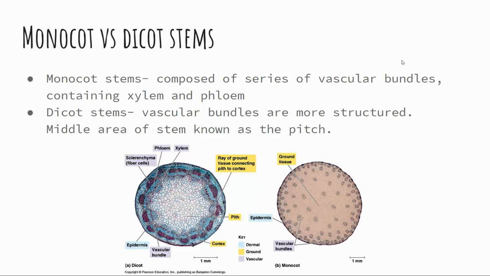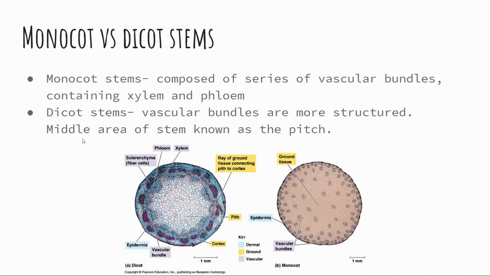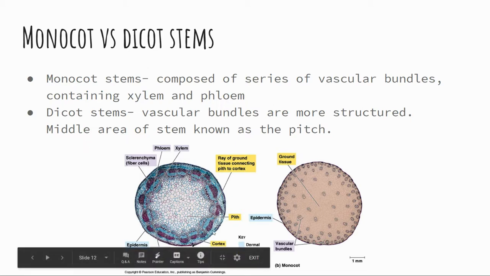Monocot versus dicot stems. Monocot stems are composed of a series of vascular bundles containing xylem and phloem. So here we see a monocot stem, just bundles everywhere, okay? Dicot stems, you're going to see vascular bundles are more structured, and the middle area of the stem is known as the pith. So we find the vascular bundles on the outer part of the stem, with the inside being that pith.